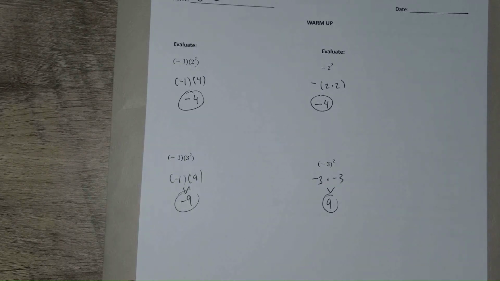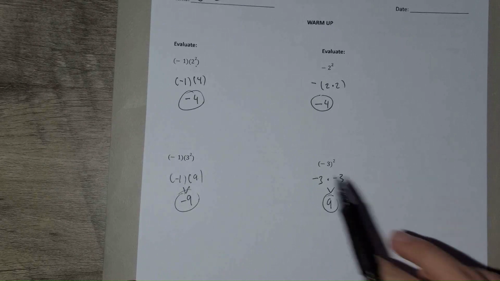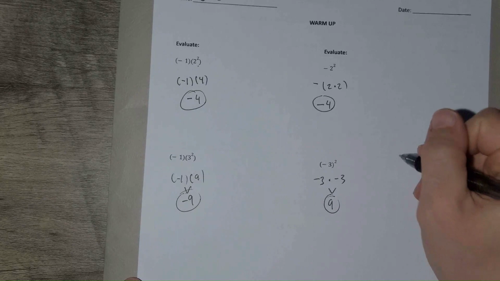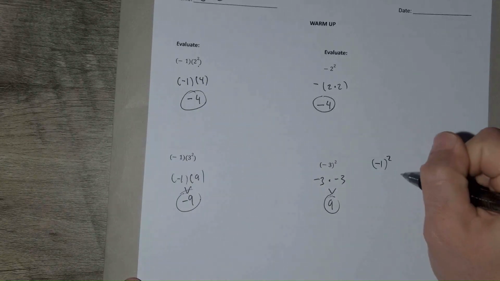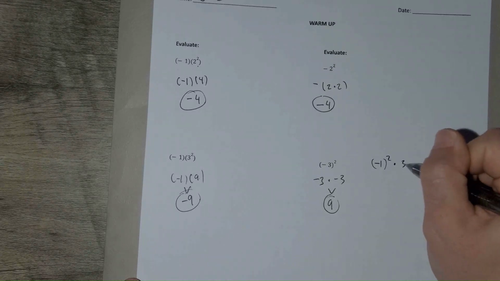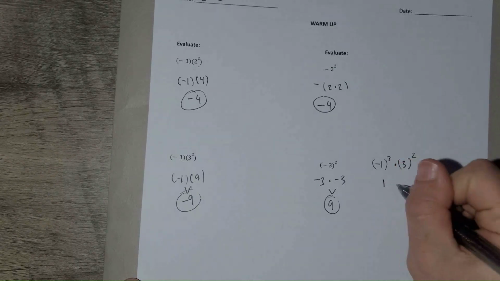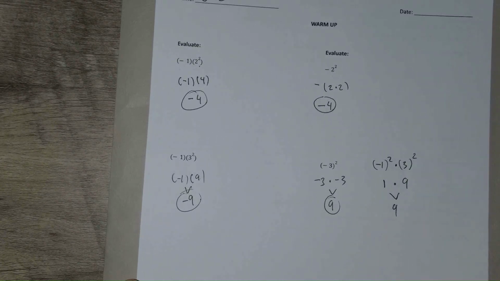Why? Because this negative number is being raised to the second power. It's a negative times a negative. This says something completely different than this. Another way to look at this, other than -3 times -3, could be, right, -1 to the second power times 3 to the second power. -1 times -1 is 1, times 9 is 9. And so our negative cancels out and we're left with a positive.